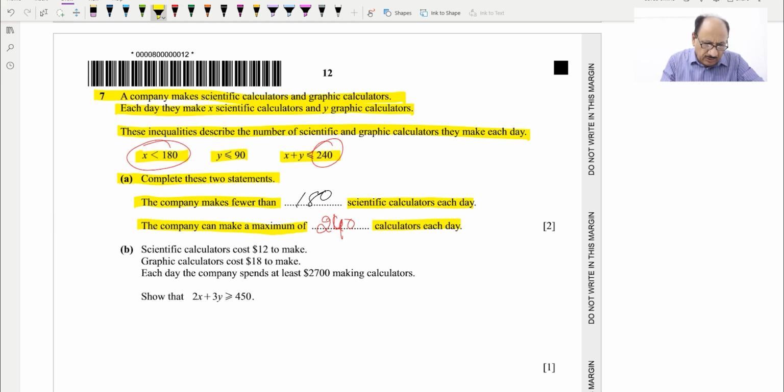Then part B says scientific calculators cost $12 to make, and graphic calculators $18 to make. Each day the company spends at least $2,700 making calculators. Show that this is equal to this. So what we can do is 12x plus 18y is greater than or equal to 2,700.